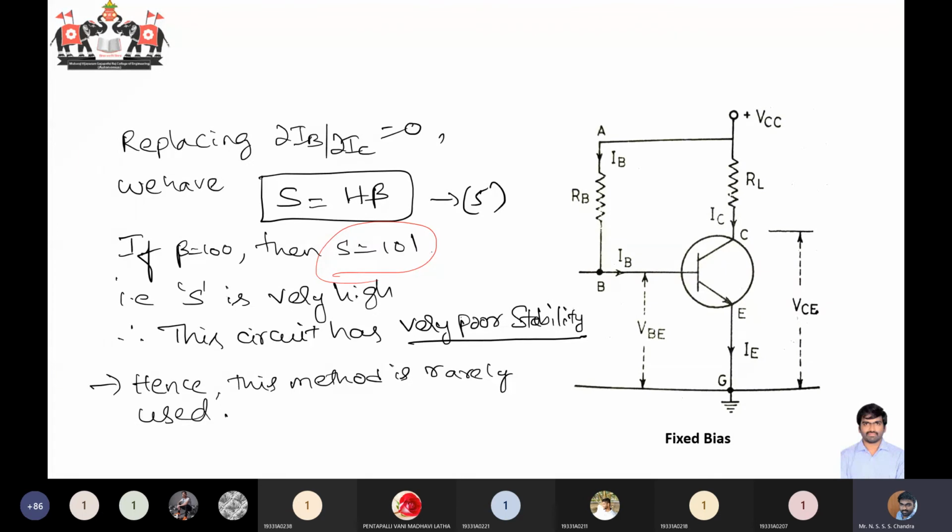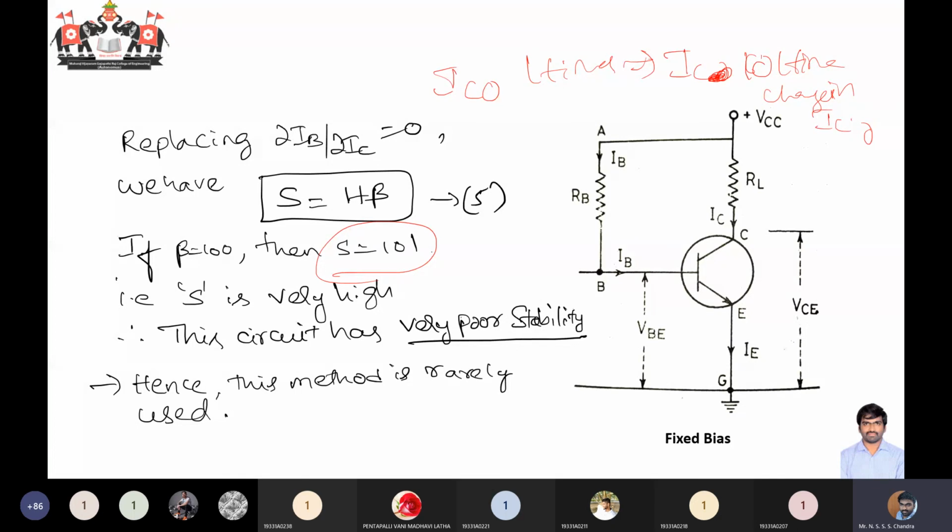It means that if there is a change in IC naught value, that change will be reflected 101 times in the change in IC. So IC will be changing 101 times the change in IC naught. So it will be a large change in IC even for a small change in IC naught. So this is not desired. Your IC will not be stable.